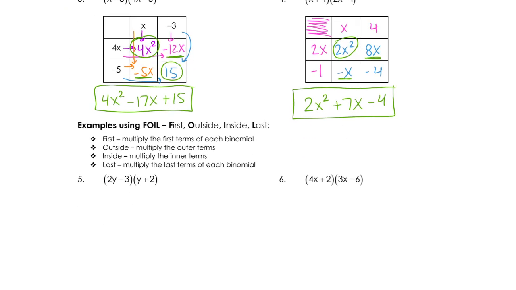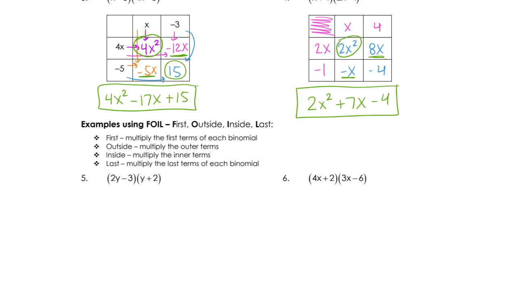Now, 5 and 6 using FOIL. So this actually is an acronym. It stands for first, outside, inside, last. This is the method that I will actually do from here on out. Whichever method you like the best, when we get to the backside of your notes, you do whatever method you like.